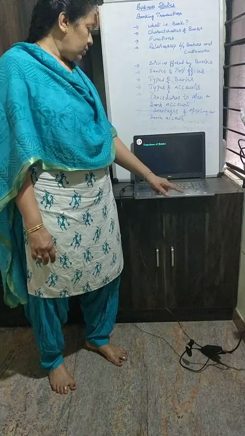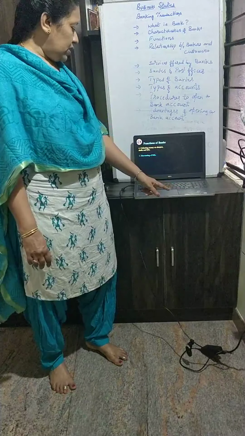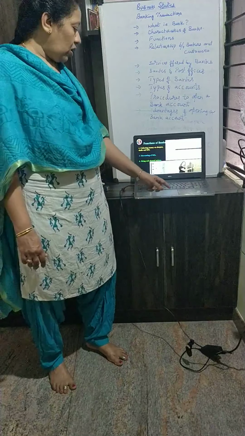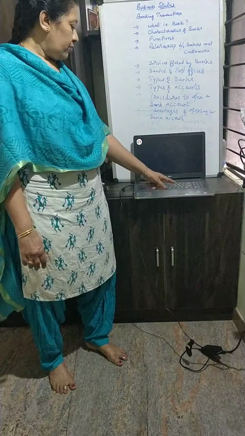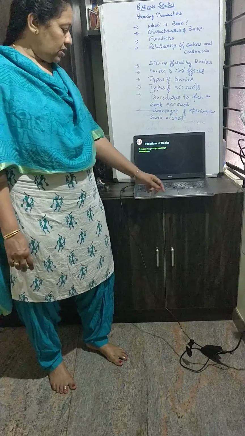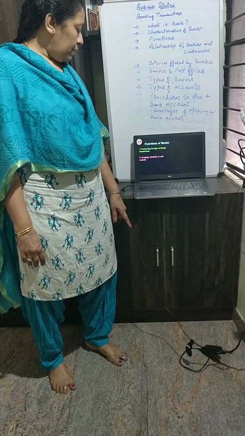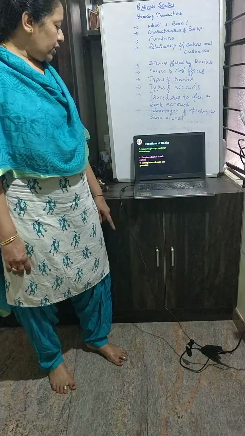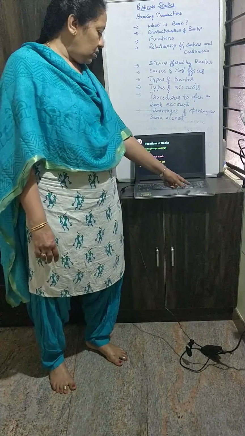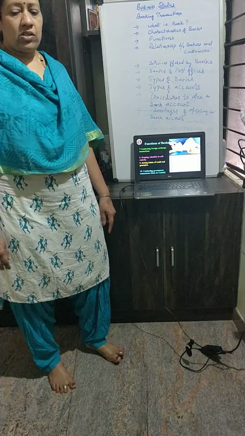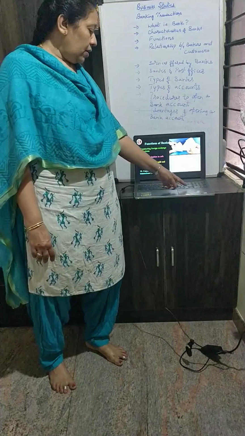Collecting money or checks, drafts and bills. Next one is discounting of bills, hiring safe deposit lockers, conducting foreign exchange transactions, keeping valuables in safe custody, issuing letters of credit and guarantee, conducting government transactions. All these are known as functions of a bank.